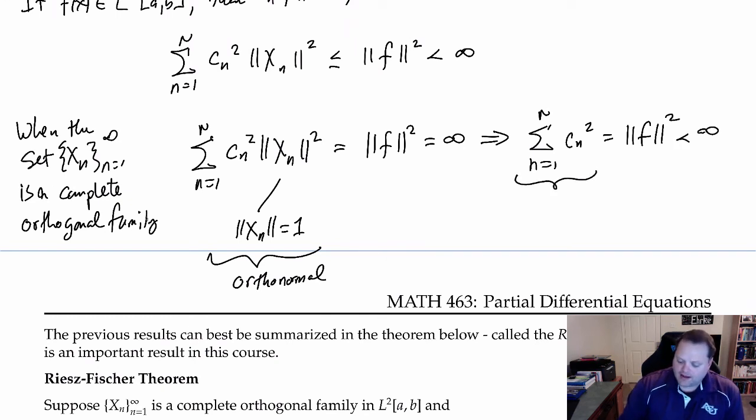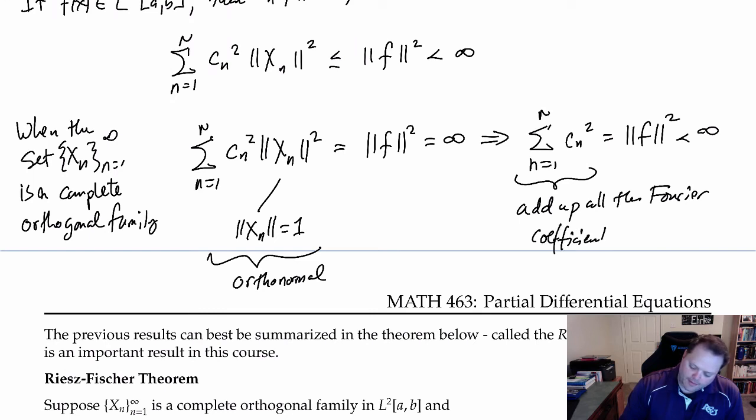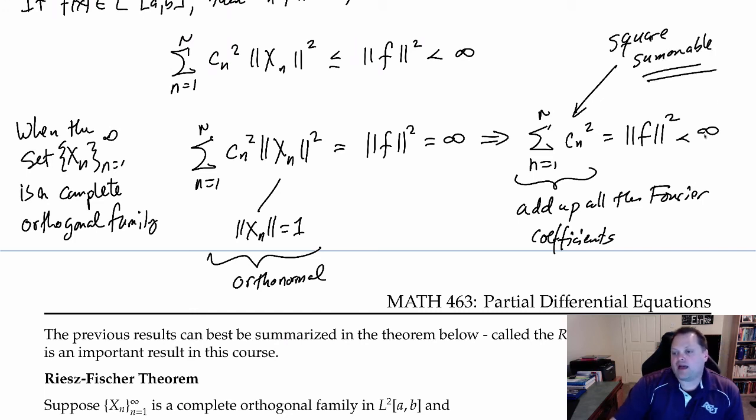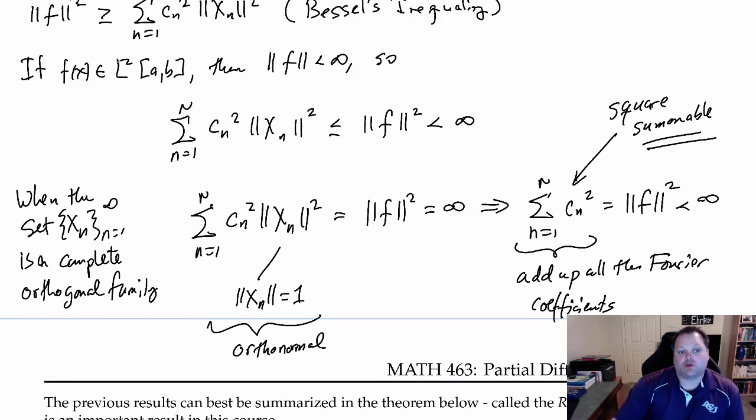This says that if you add up all the Fourier coefficients, that sum does not diverge. This is something called square summability. So if you have a function that is square integrable, meaning it's a member of the L2 space, then the Fourier coefficients of that function's representation are square summable. And that turns out to be an amazing result. That result is used in many, many different places. It's used to find infinite series, all sorts of things.